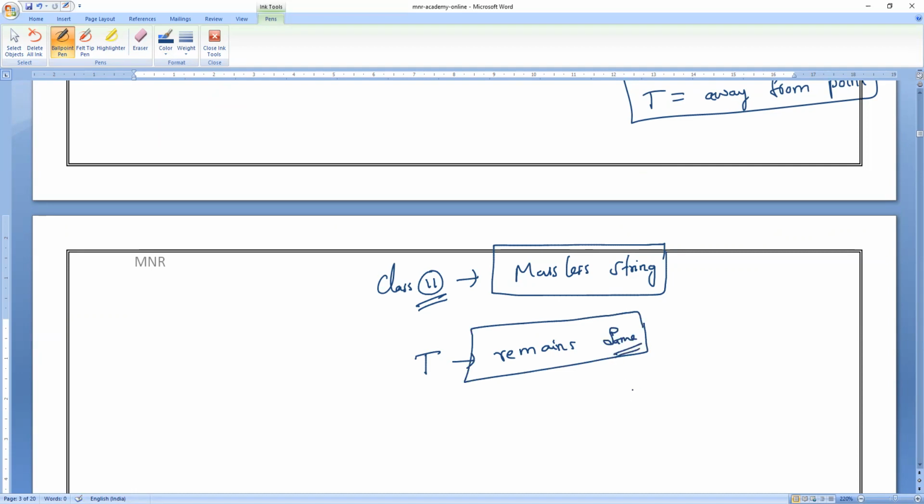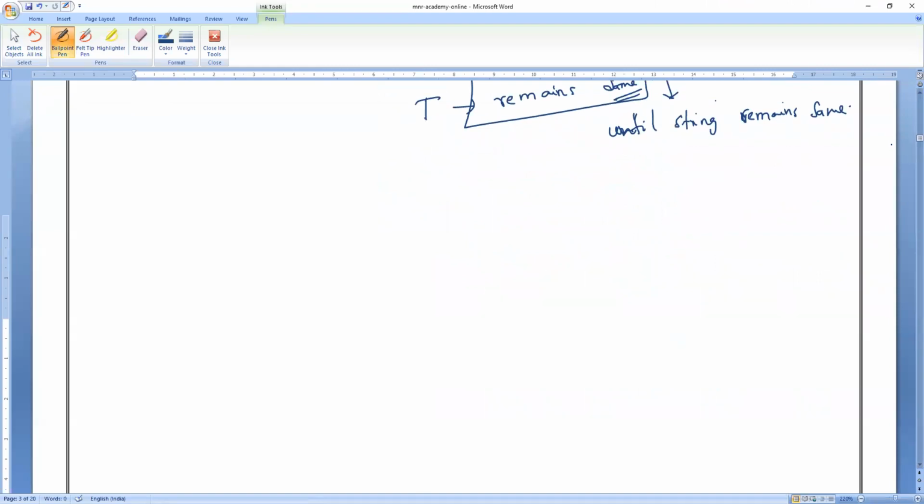Until the string changes, or rather, until the string remains the same, the tension also remains the same. In most of the 90% cases, the T's remain the same as long as the string remains the same. Okay, everybody.